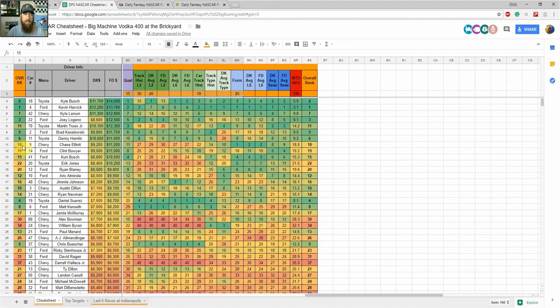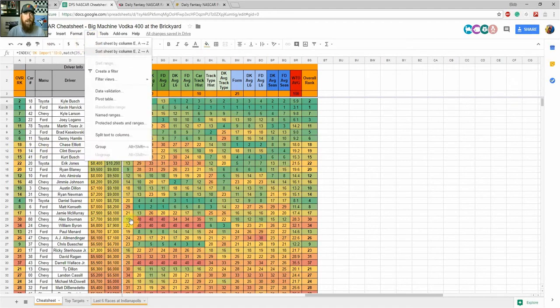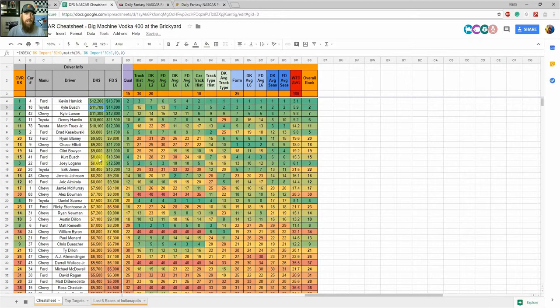For a GPP pivot in the top tier, and top tier I categorize, I'm going to sort this by DraftKings, is 9K and up. So I'm looking at Chase Elliott. He has not been very good here. Looking at his races, he's finished 18th, 15th, and he had engine trouble last year, finished 39th.